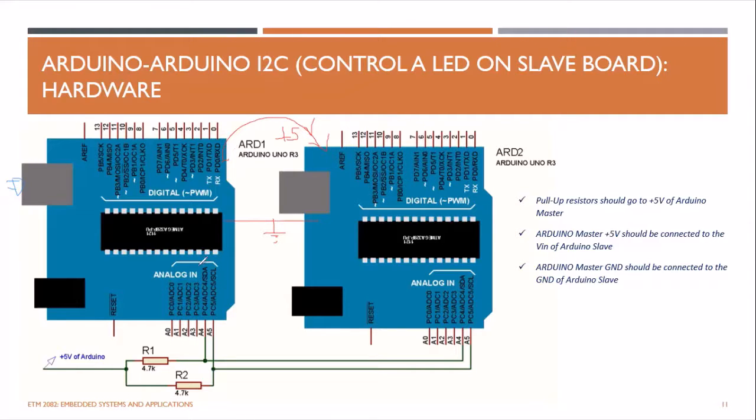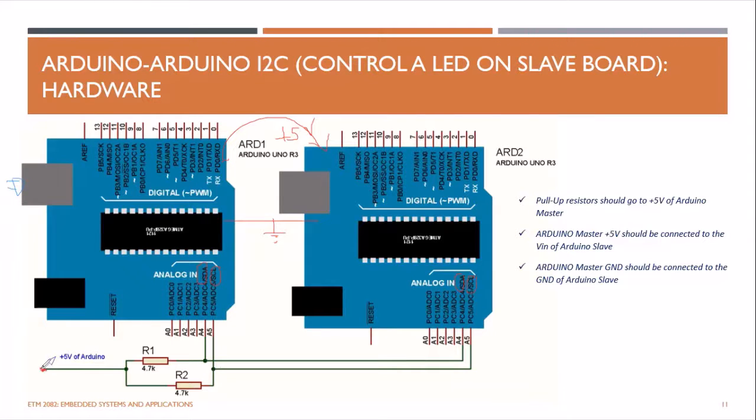This is the SDA line, serial data, and this is the serial clock. Not like the previous case in serial communication, where you connect TX to RX and RX to TX, here you have to connect SDA directly to the SDA of the other device, and SCL to the SCL. And you have to pull these lines high using pull-up resistors.